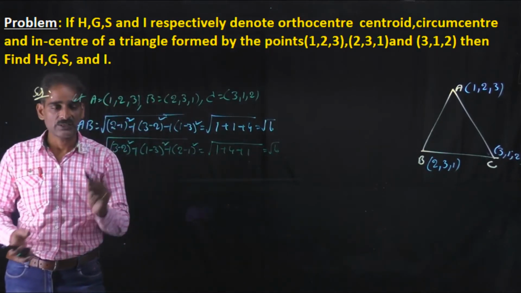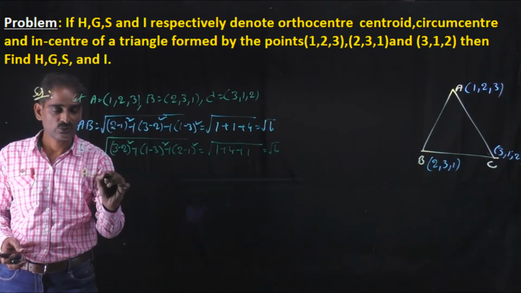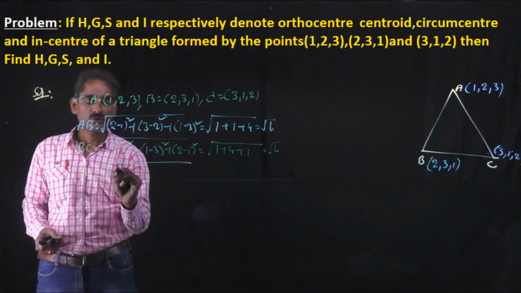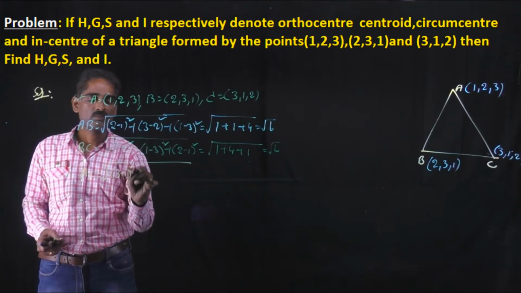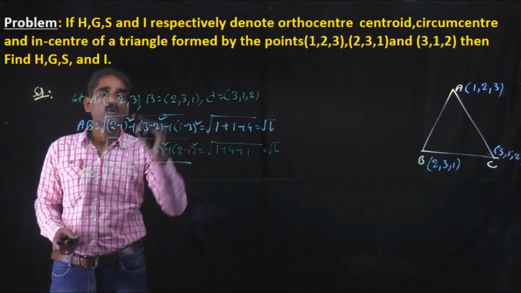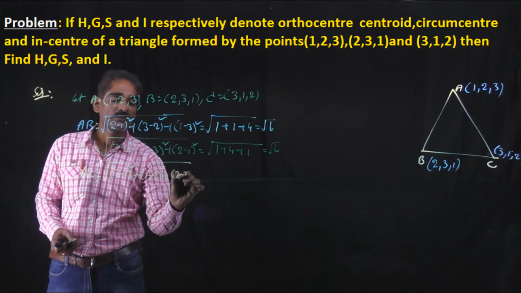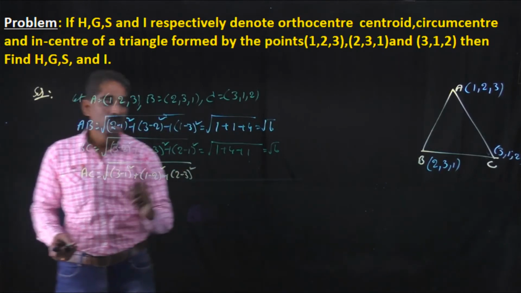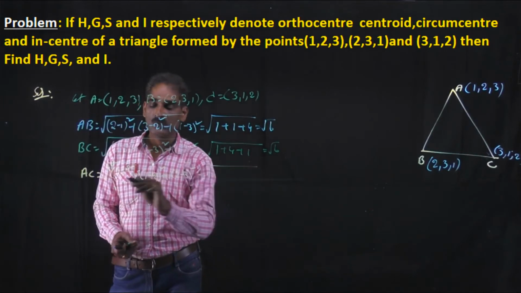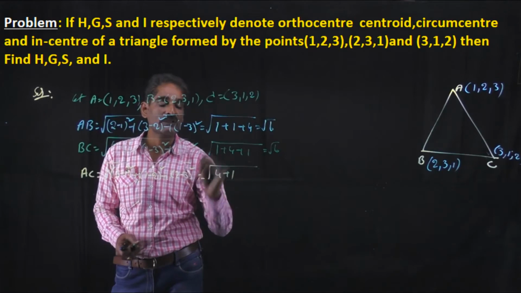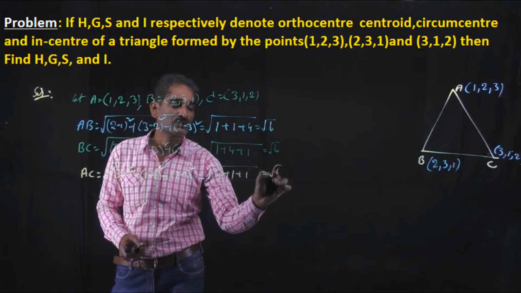So next one is AC. What is the length of AC? AC: 3 minus 1 whole square, 1 minus 2 whole square, 2 minus 3 whole square. So this is equal to 3 minus 1 whole square 4, 1 minus 2 whole square 1, 2 minus 3 whole square 1. Here also root 6.